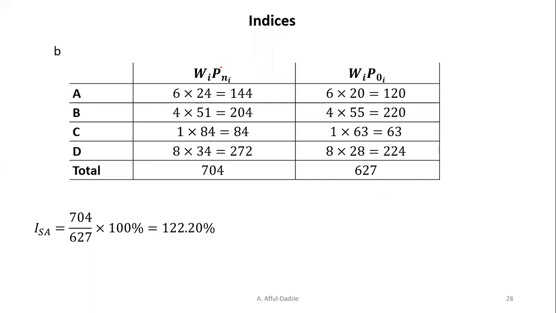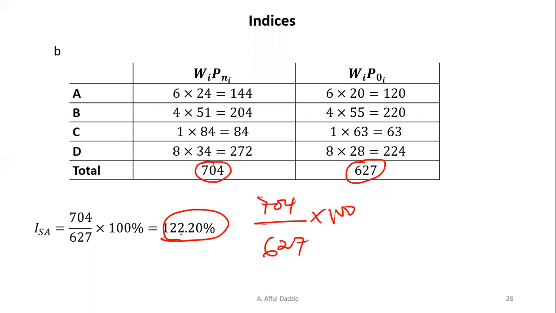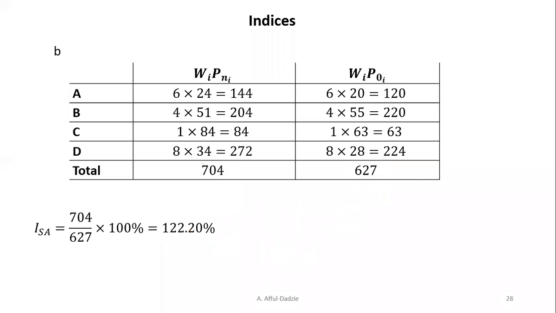you first take the values, you multiply each of the current values by the weights. So 6 times 24, 4 times 51, 1 times 84, and we find the total. Then we also go to the base values. Again, we multiply each base value by the respective weights, and we also find the total. So now you divide the overall total, 627, and you multiply by 100, and it gives you the aggregated weighted index. Okay, please, any question?